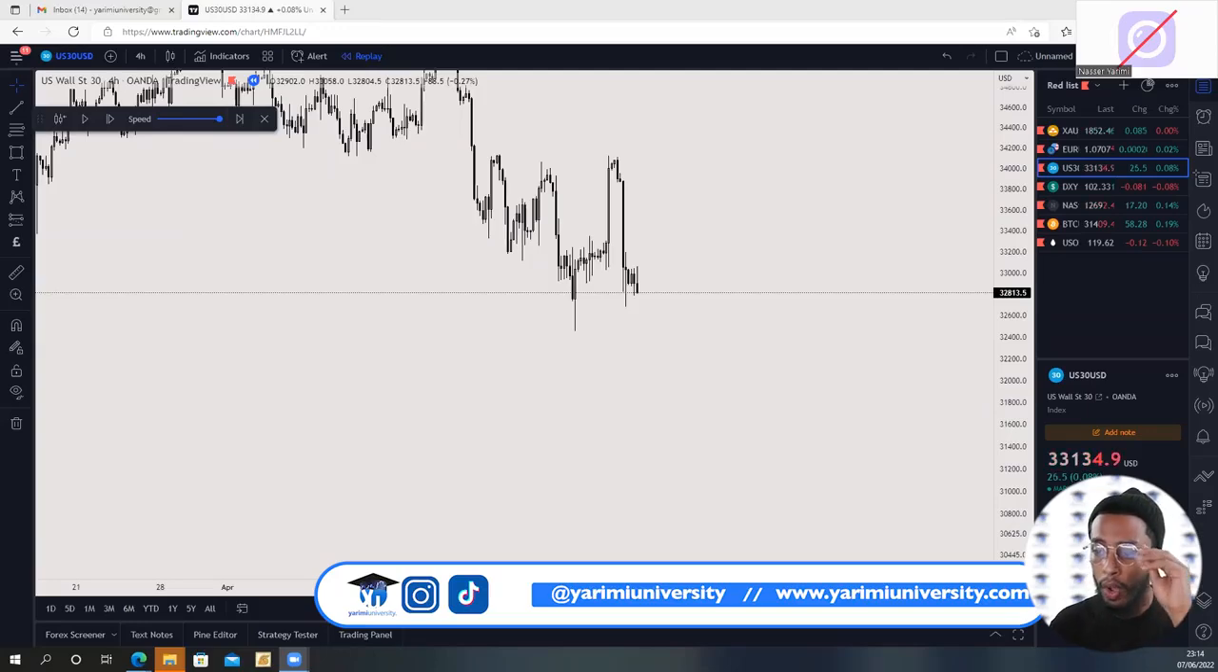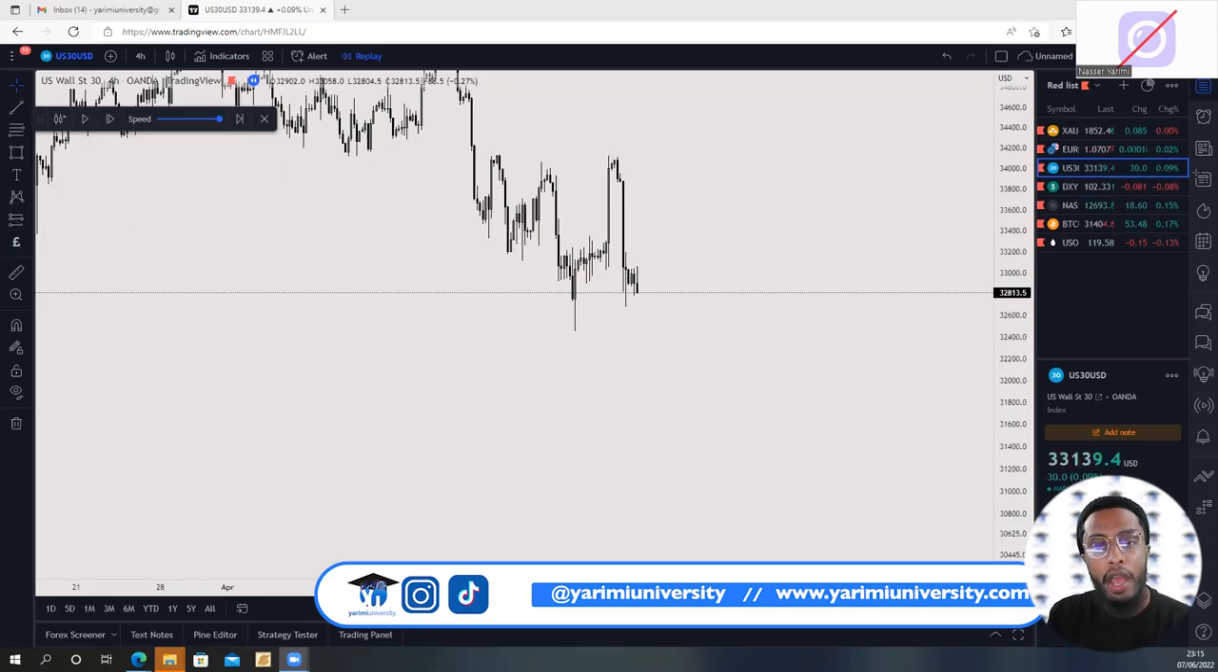Okay guys, so in this video I'm going to be teaching you how to get sniper entries and sniper exits. What does a sniper entry mean? A sniper entry means when you're entering the best possible price. You're entering at the cheapest price. You're entering where the move takes place almost instantly.